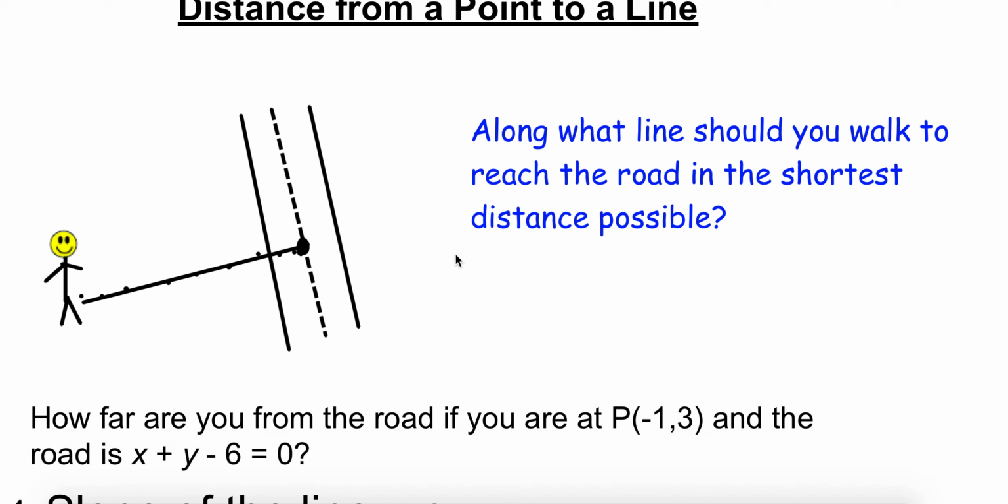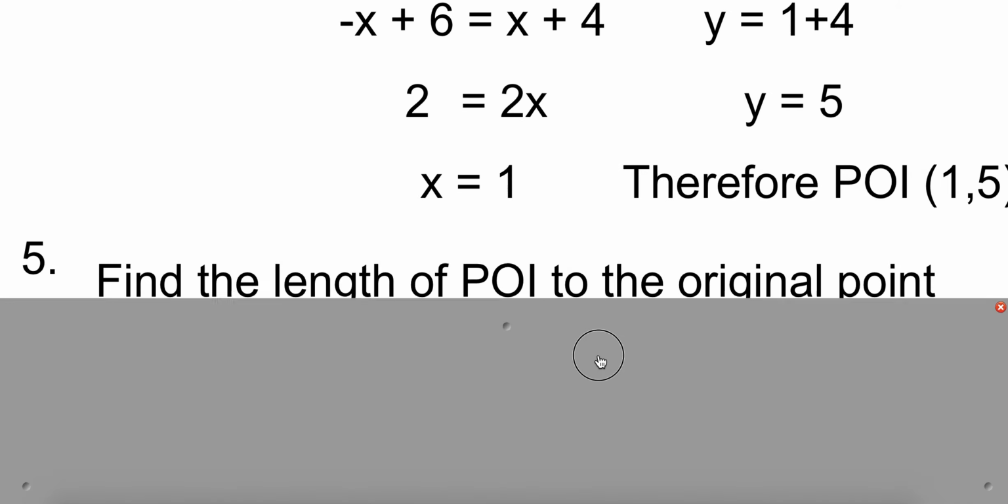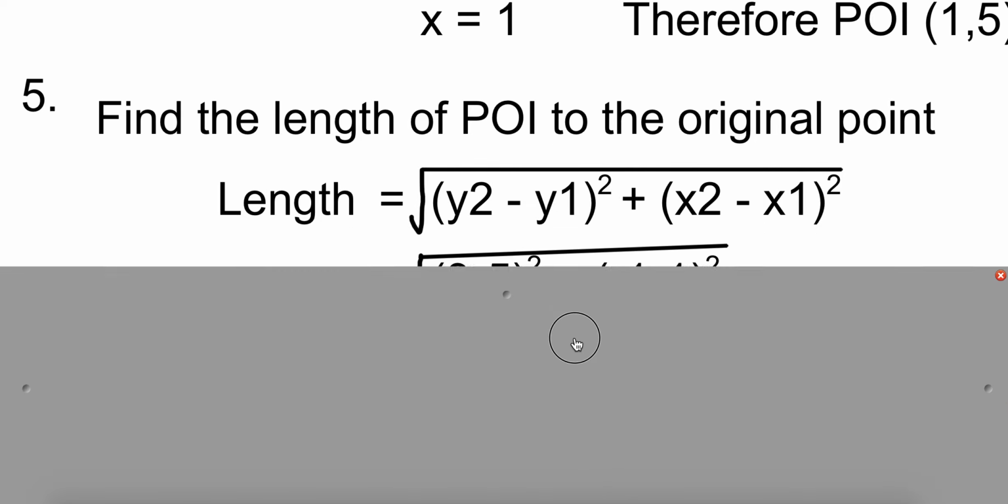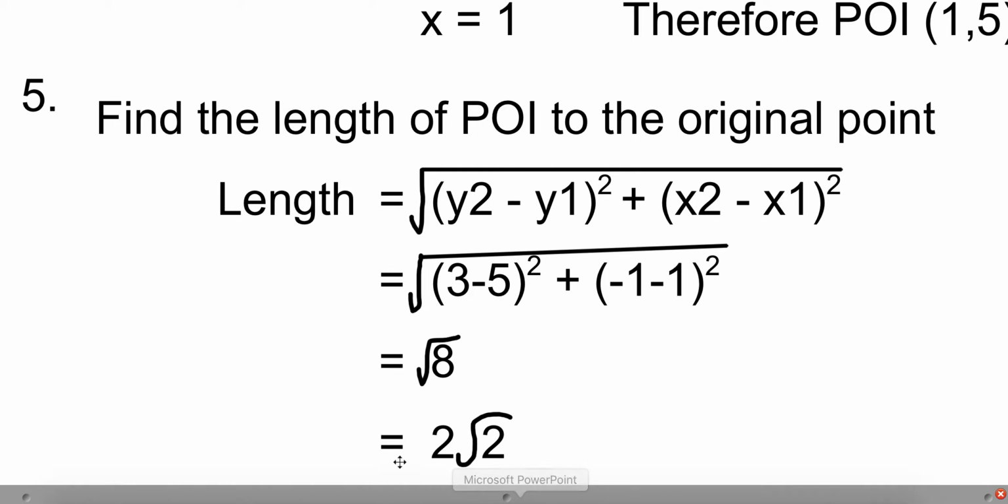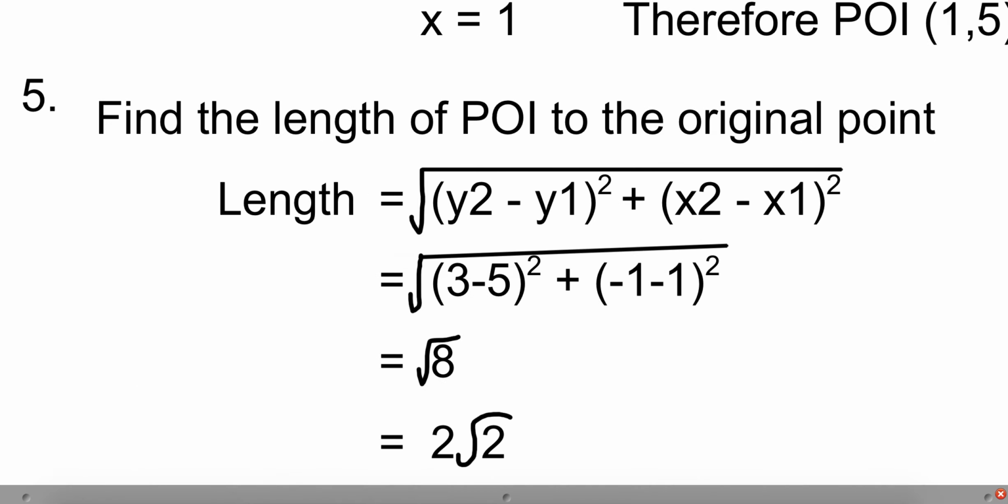Now with that point, if we want to find out how far we are from the road, we need that point, because now we know the point we're standing at, which is -1 and 3, and we know the point of intersection. So now we can just use our length formula and find out how far we are from the road. So we plug in, and we find out we're 2√2 units, probably meters, away from the road in this case.